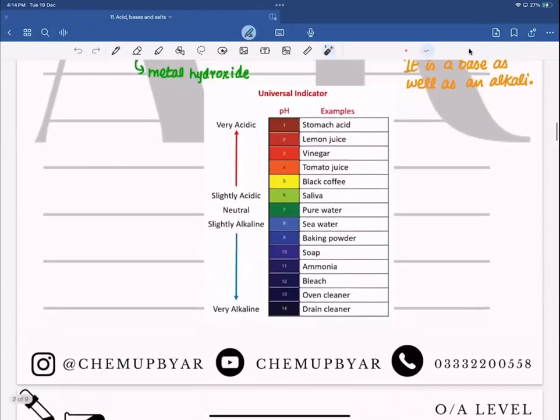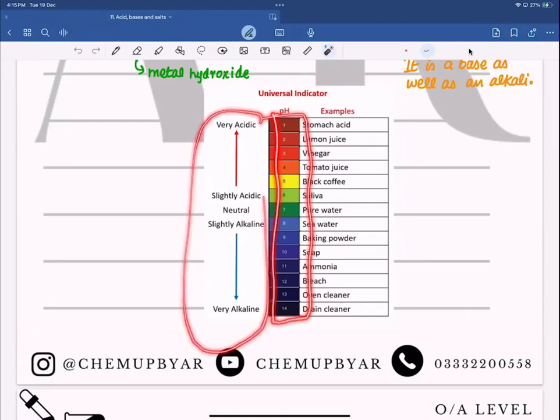Okay, now this is the universal indicator chart, which basically tells us how we can figure out between acid and base, and further, if the acid is there, then it's either a weak acid or a strong one. And in the same way, if there is a base, whether it's strong or weak. So you have to remember these colors along with these things. So how do you do it?